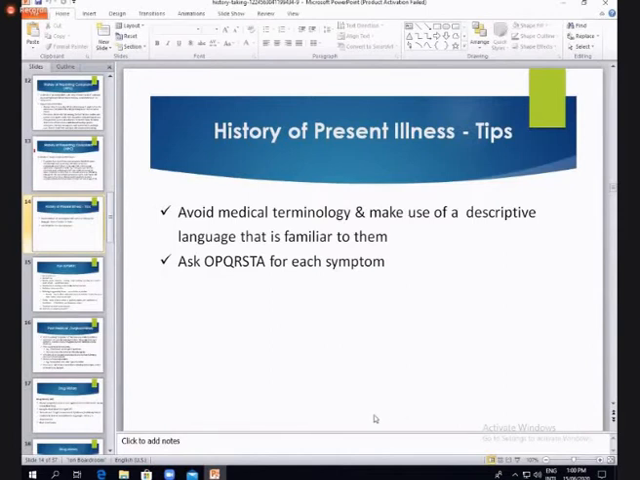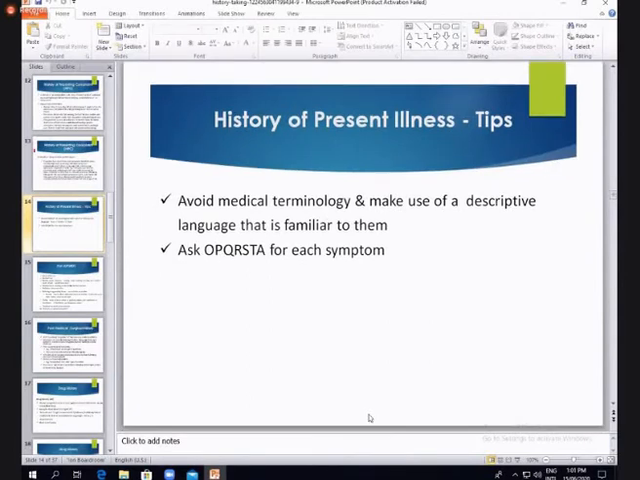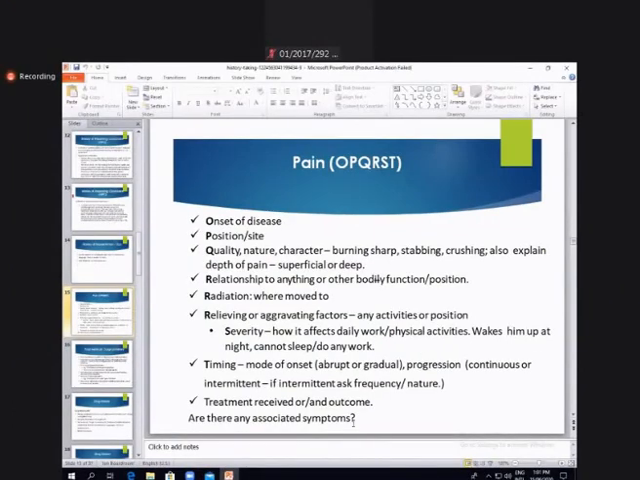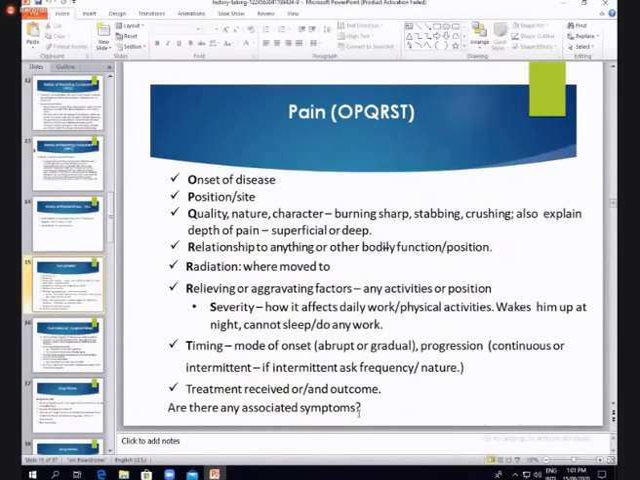While dealing with the history of presenting illness, that is the HOPC, you need to ask the OPQRSTA. This is a small mnemonic, but it is very, very important because it designates the onset of the disease, the position and the site of the pain, the quality and nature of the pain. There are different modes of pain like burning, stabbing, crushing, superficial pain, deep pain. The patient is going to tell you everything.